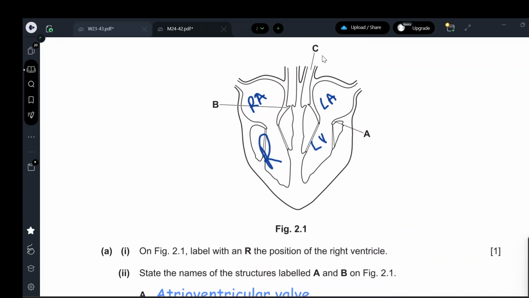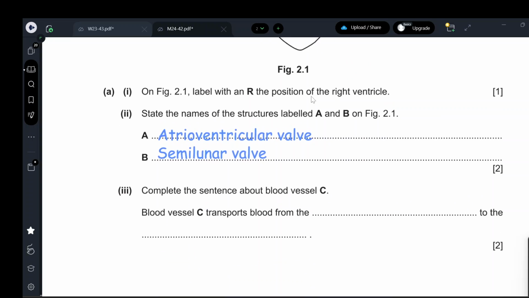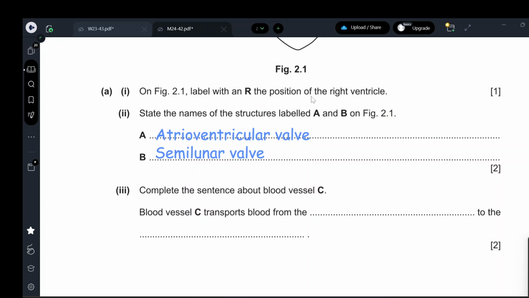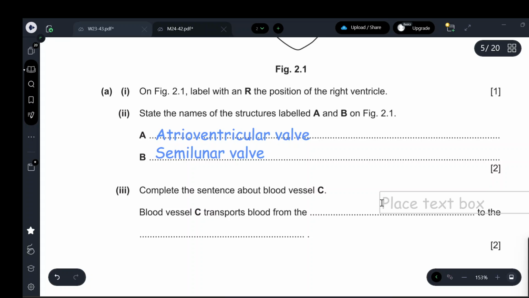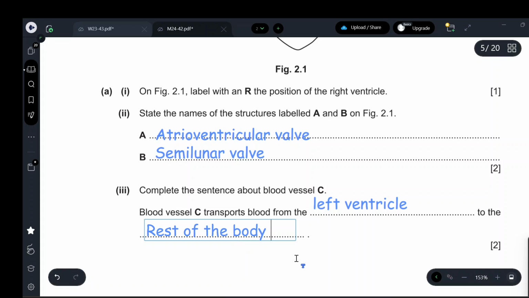Complete the sentence about blood vessel C. Blood vessel C is the aorta. Remember how we used to memorize them? VPA, APV. This is the vena cava, pulmonary artery, aorta, pulmonary veins. Blood vessel C, which is the aorta, transports blood from the left ventricle to the rest of the body, out to all the body cells.